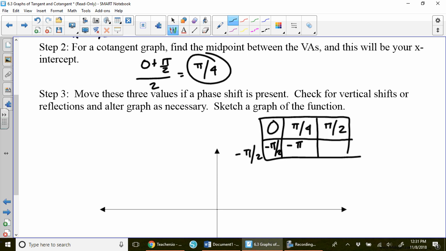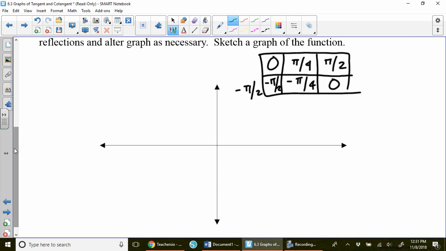This one would give me negative pi over 4. And then this one would give me 0. So those are my new x values. So I know I'm going to use 0, negative pi over 4, and negative pi over 2. The outside x's are going to be your vertical asymptotes. The inside x is going to be where your graph potentially crosses the x-axis.